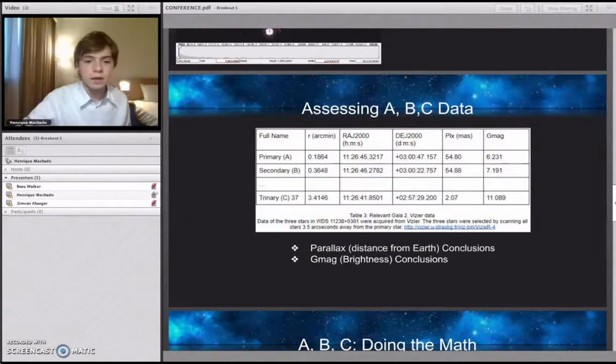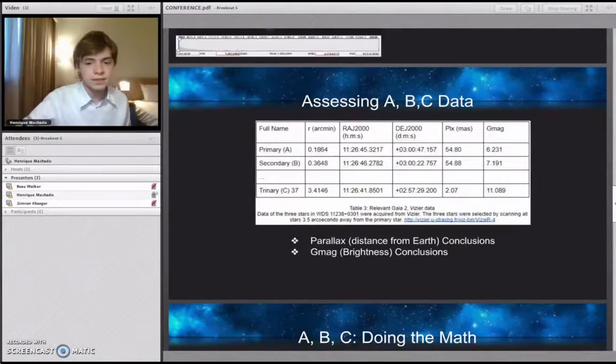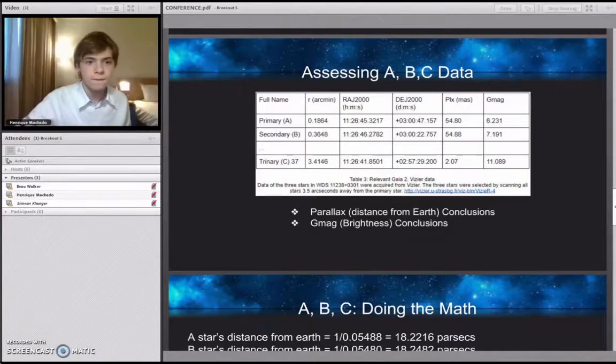So here we have a data table from the Gaia DR2 database from VizieR. So we have the primary, the secondary, and the trinary stars. And we can see that for the trinary stars, the parallax and Gmag values are really different from the A and B stars. So that can also mean that they're not related or gravitationally bound.